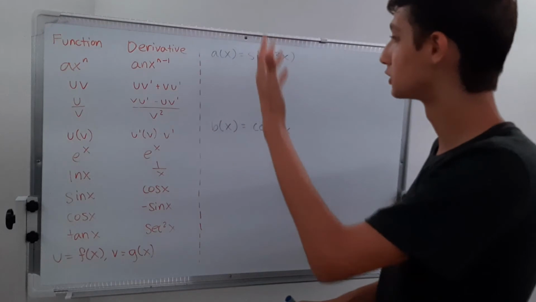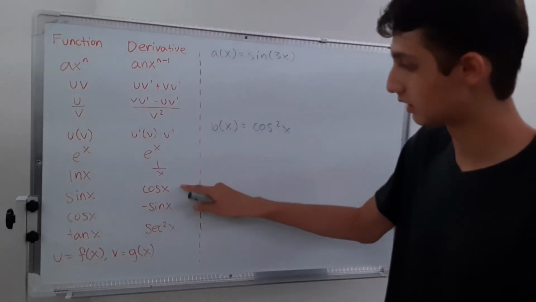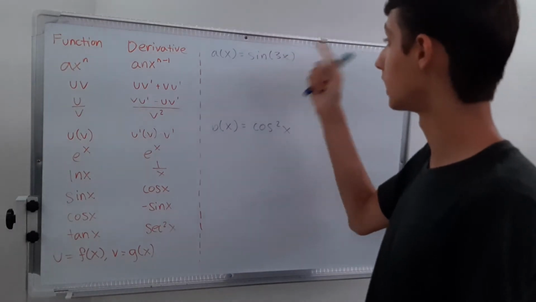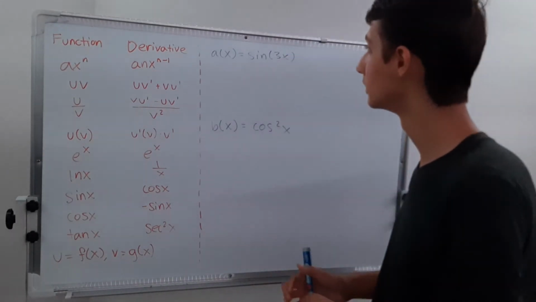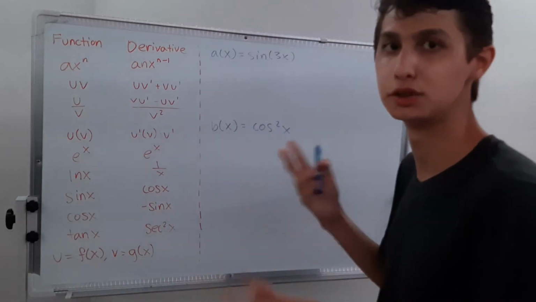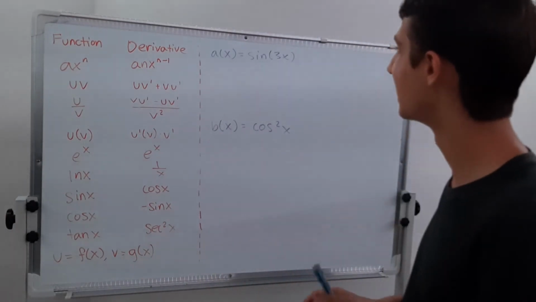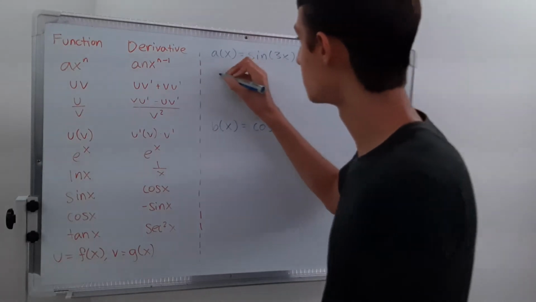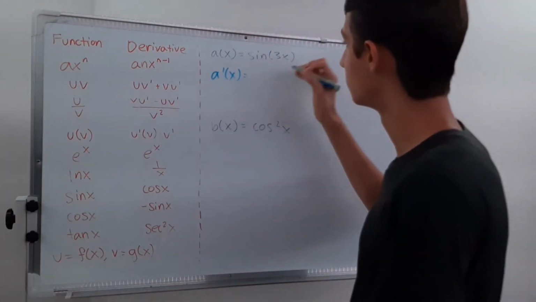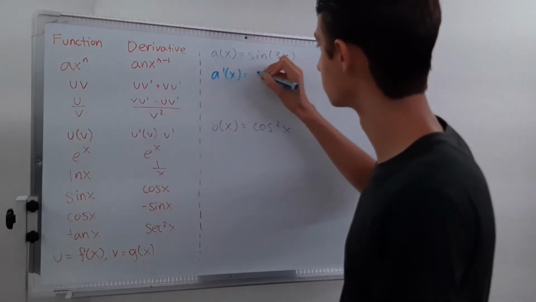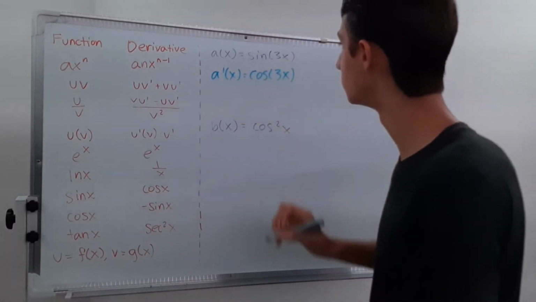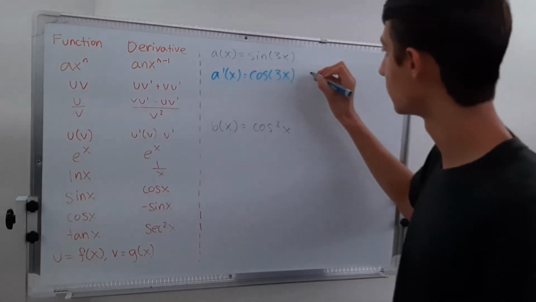Alright, so now the trigonometric functions, that's these three. We're just going to do these two for now. So sine of 3x, again chain rule here, so the derivative of sine x is cosine x. I'll probably eventually do a proof for that, but a prime of x is just going to be, sine is going to turn into cosine of 3x, and then we're going to multiply by the derivative of that, which is 3.